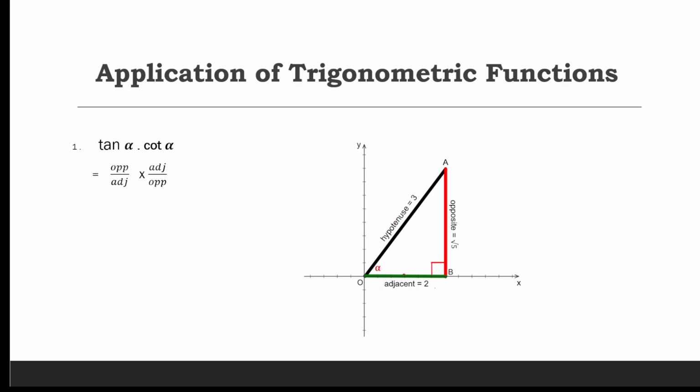We know that tan alpha is equal to opposite over adjacent, and cot alpha is adjacent over opposite. Then we substitute the values. Tan alpha would become root 5 divided by 2, and then cot alpha would become 2 over root 5, and that comes to 2 root 5 divided by 2 root 5, and it yields a value of 1. You would remember that tan alpha and cot alpha are reciprocals, so multiplying 2 reciprocals, you always get a 1.